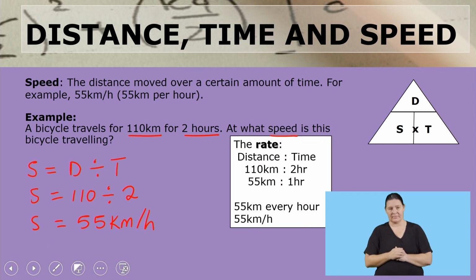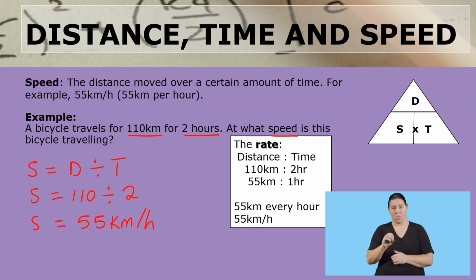And when we look at the rate of this, it is again distance is to time. That is 110 kilometers is to 2 hours. But when we simplify that rate using our highest common factor, that is going to be 55 kilometers is to 1 hour. That means our rate for this scenario is 55 kilometers per hour. So that is our distance, speed, and time.